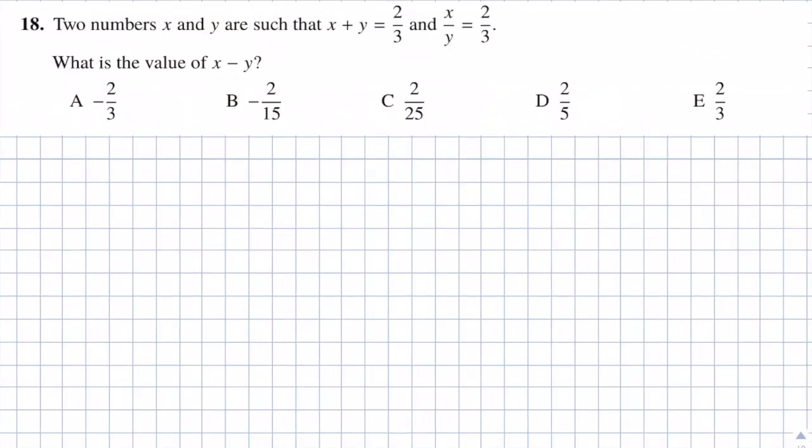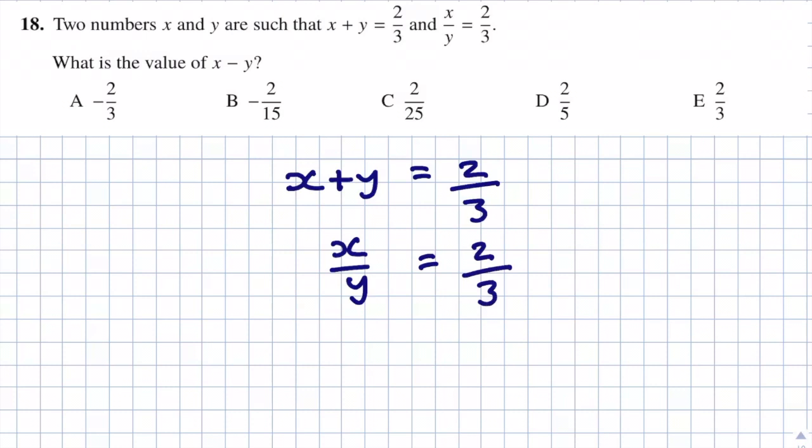Question 18. Two numbers x and y are such that x plus y equals 2 over 3 and x over y equals 2 over 3. What is the value of x minus y? Answer A is minus 2/3, answer B is minus 2 over 15, answer C is 2 over 25, answer D is 2/5, answer E is 2/3. So we've basically got a simultaneous equation here in which we need to find the values of x and y, and then just work out their difference.